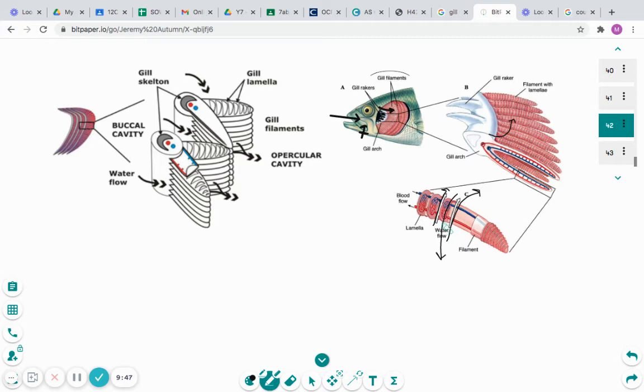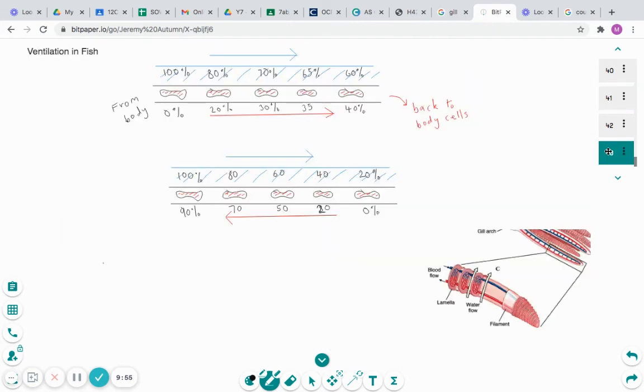What would happen if the blood and the water moved in the same direction? You would still get gas exchange, but it wouldn't be as effective. So let's look at this example here. Let's imagine the water and the blood cells are moving together. Although it wouldn't be 100%, just use these numbers to make it easier. Let's imagine the water contains 100% dissolved oxygen, so that's really high in oxygen. And this blood cell has just come from the body, so it's been used for respiration, and it's got no oxygen at all, it's at 0%.